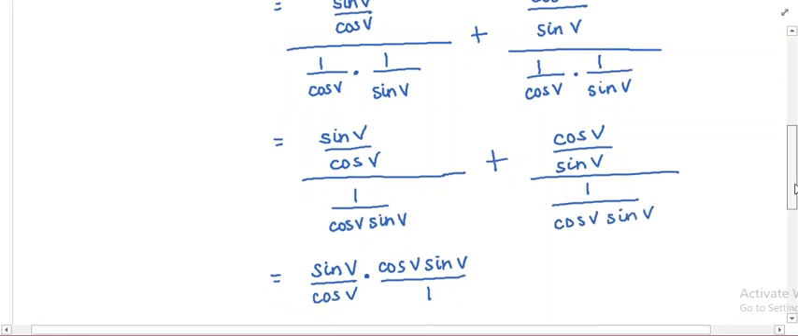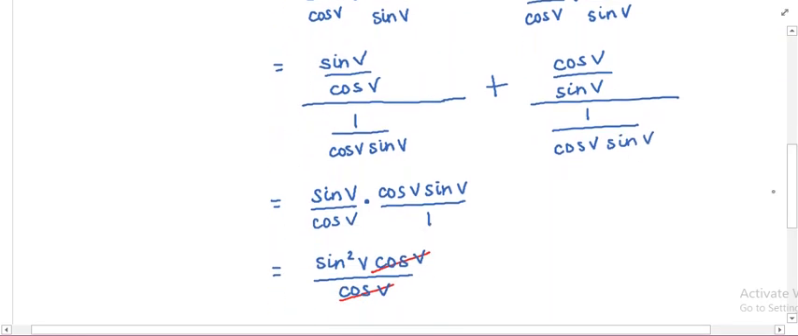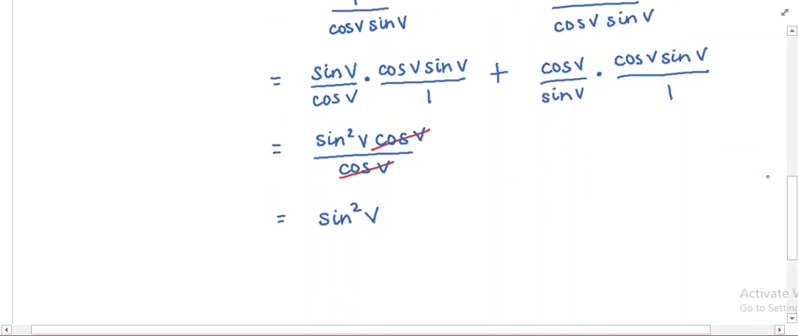Okay, that means you're now dividing two fractions. So we're going to go ahead and perform that division. Bring down the plus sign in the middle of the two big fractions. We're going to leave the numerator alone, cosine of v over the sine of v. Change the division to multiplication, flip the bottom fraction to cosine of v times the sine of v over 1. Okay, now you're multiplying fractions.